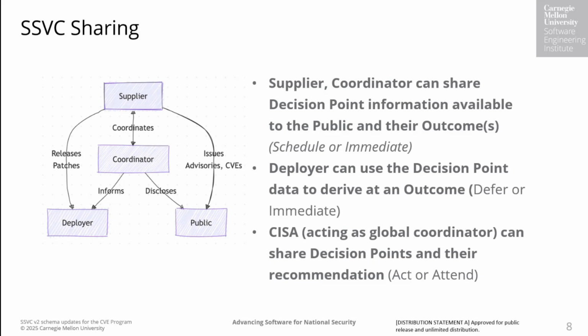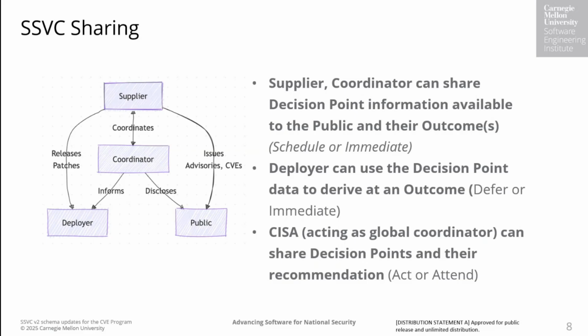Yeah, thank you. So the deployer can use a decision point to arrive at an outcome. The deployers also have their own decision to make, whether they want to defer or push a patch immediately or ignore a patch entirely as well. As examples, an acting global coordinator can share a decision point to say they found a particular exploitation to be active, and they could actually recommend what they call an act or an attend. These are very clearly defined decision points as much as possible by CISA.